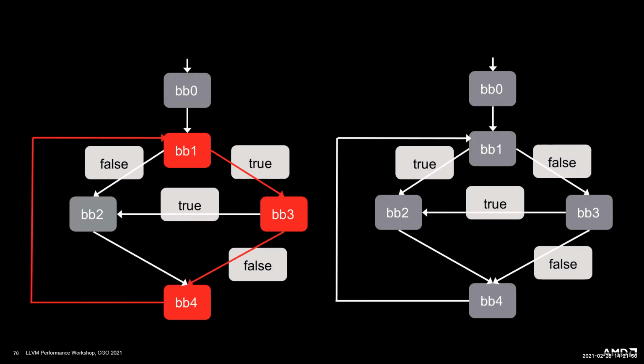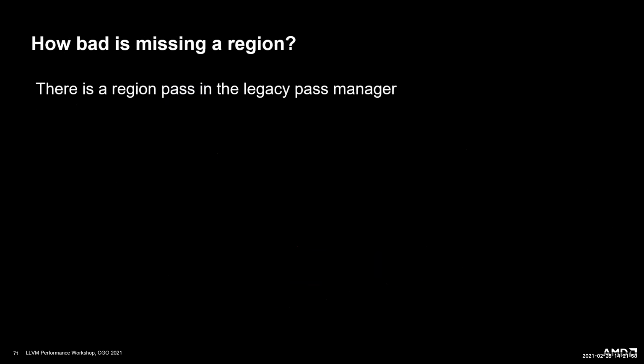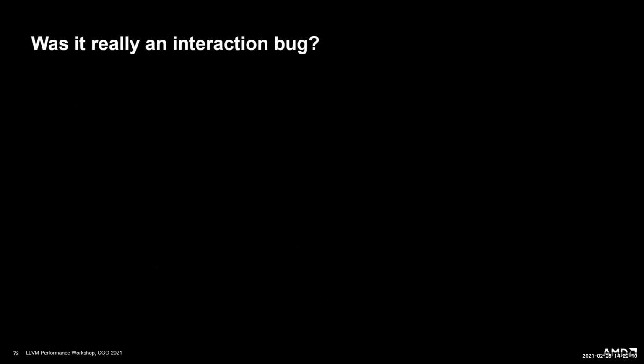So you will say, how bad is it to miss a region? To tease a bit, we have a region pass in the legacy pass manager. The other question that would come to you is, was it really an interaction bug? We were talking about finding interaction bugs for so long, was it really an interaction bug? As I said, we cannot decide that automatically.